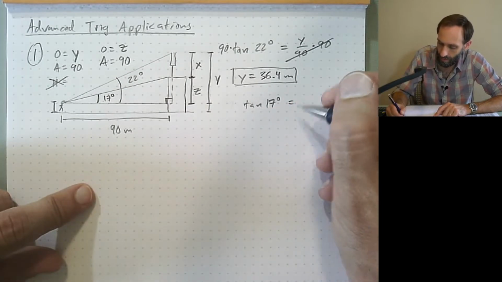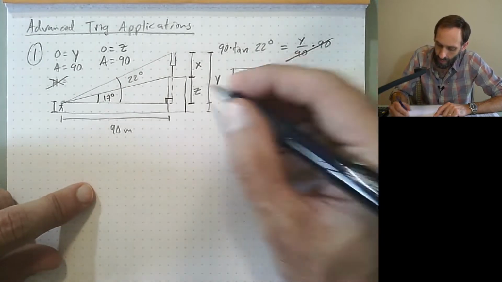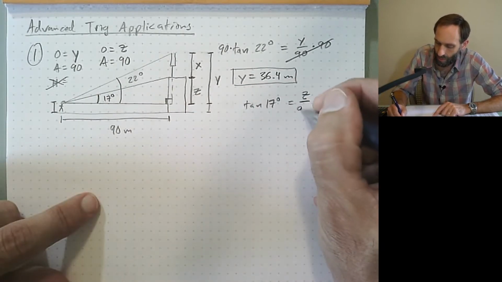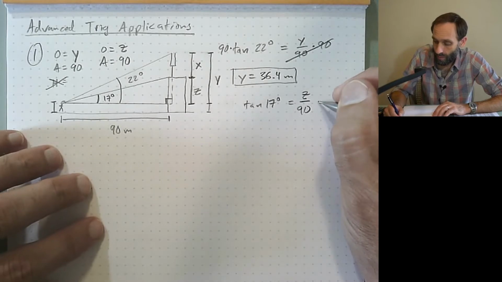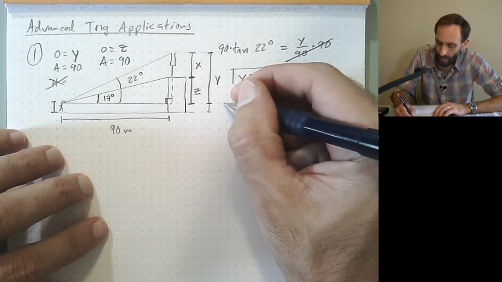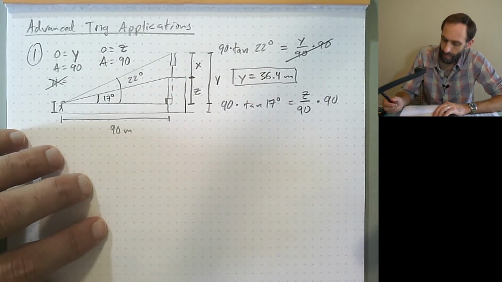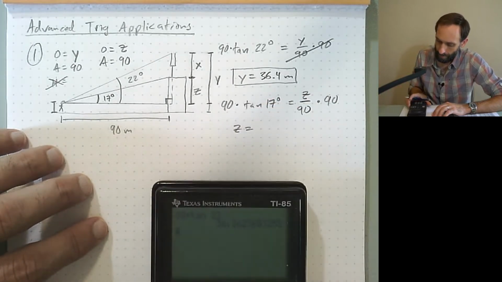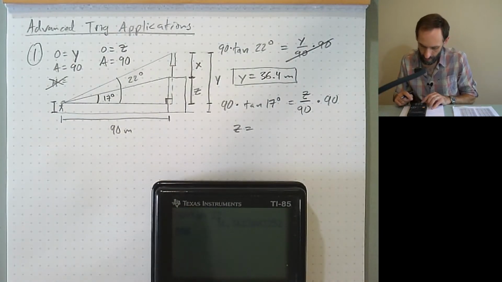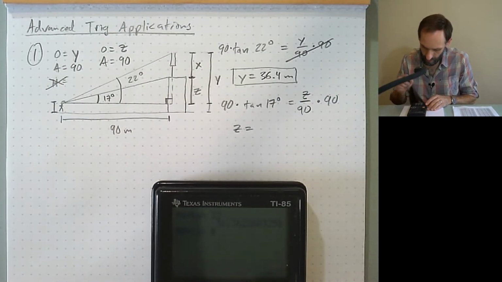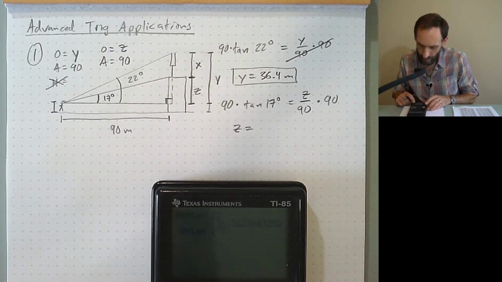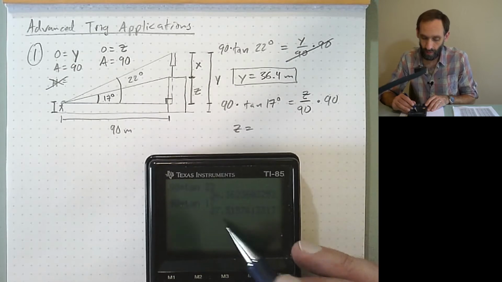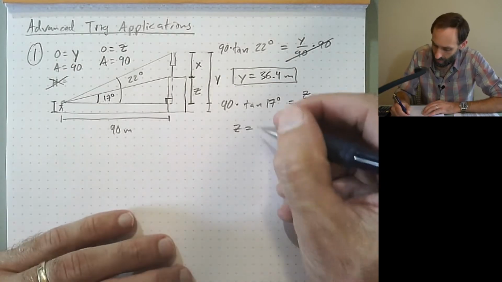The tangent of 17 degrees is equal to the opposite, which is Z, divided by the adjacent, which is 90. So do the algebra, multiply both sides by 90. And now I'm going to see that Z is equal to, let's go ahead and plug it in, 90 times the tangent of 17 degrees. Okay, so here we have 27.5 meters.